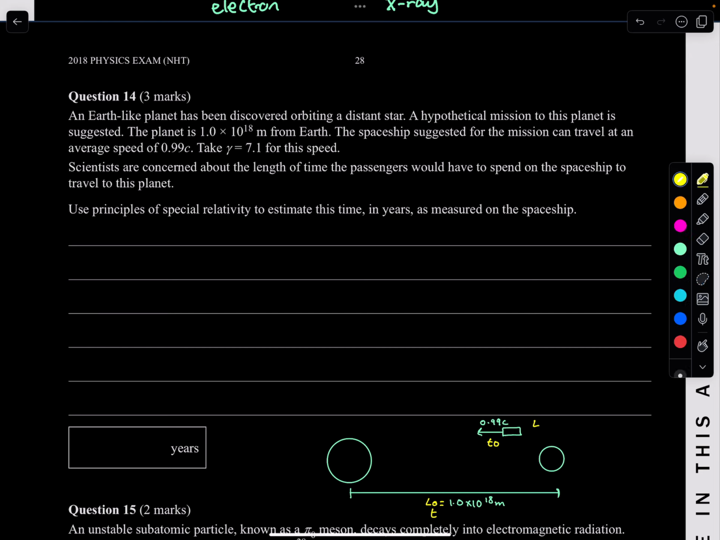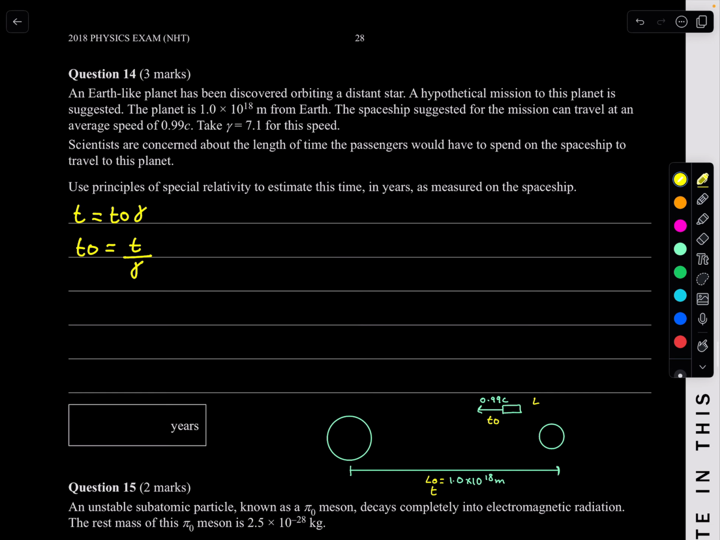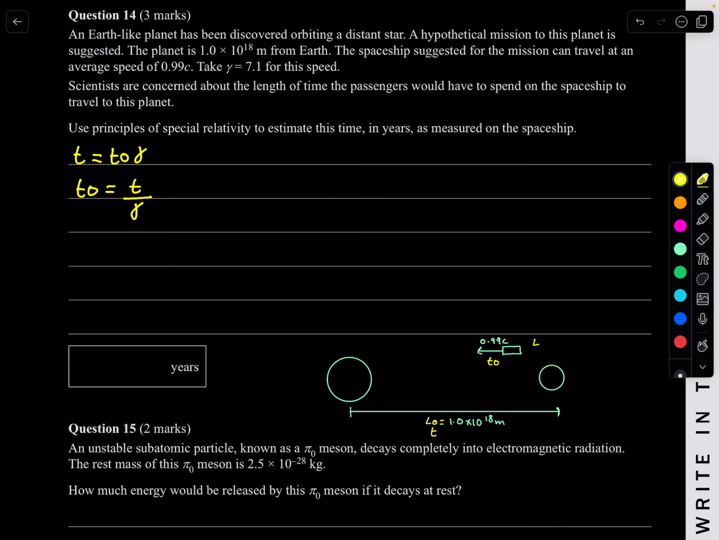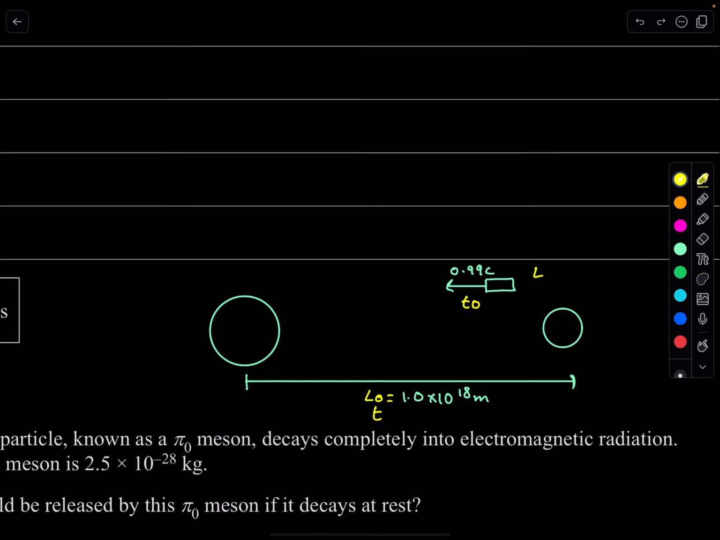Now, what do we know? Time dilation is proper time times your Lorentz factor. So your proper time, which we want to calculate now, is your time dilated over gamma, your Lorentz factor. So how do we calculate that? We first need to calculate the time dilated. What's the time that's dilated? Now that's easy, because why?